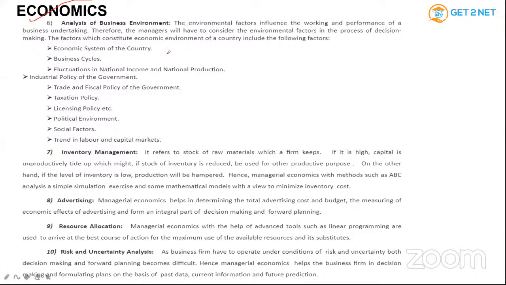Now, what analysis do you have to do? What are the factors you will take into consideration? What is the economic system of the country? What are the business cycles? Are there any fluctuations in national income and national production? What is the industrial policy of the government? Whether it is a trade policy or a fiscal policy, a taxation policy, licensing policy, political government, social factors, trend in labor and capital markets. What is it right now? So this analysis of business environment also comes under the scope of managerial economics.